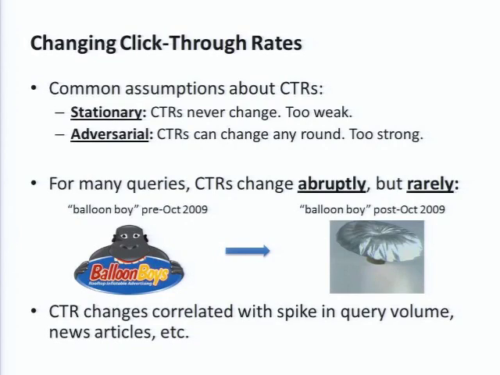Right. So what's interesting is that the meaning of this query changed very abruptly, and therefore the associated click-through rates changed very abruptly. But the change was associated with all kinds of other signals indicating that it happened. For example, the volume of the query spiked, the occurrence of this query in news articles spiked, and so there were lots of indications that something had happened to the query.